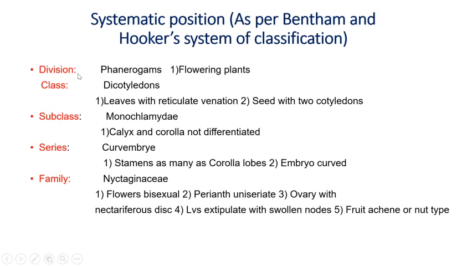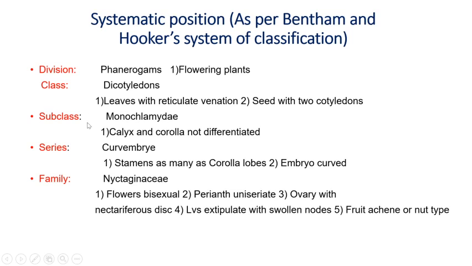Now this family is classified under the division Phanerogams. We have seen one of the reasons here, flowering plants. Phaneros means visible, gamos means sexual organs. That means they contain the flowering plants. This group is also called Spermatophyta. Then class Dicotyledons. That means seed with two cotyledons and leaves with reticulate venation.